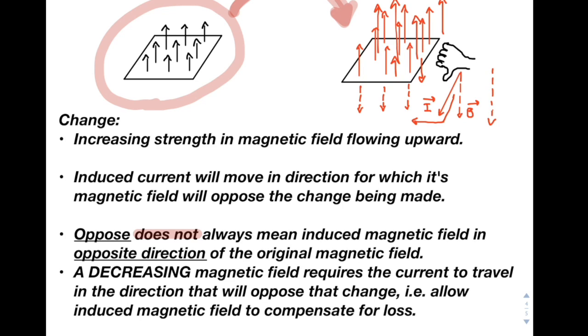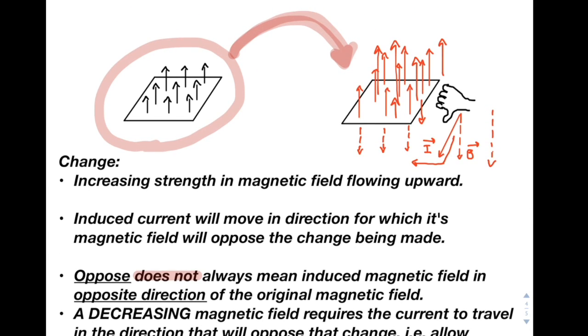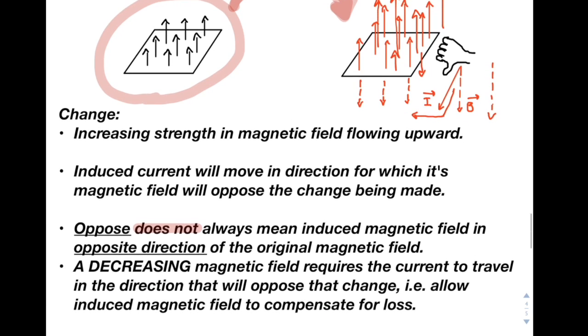And when we use the word oppose, I want to make sure that it's clear that oppose does not always mean the induced magnetic field will be in the opposite direction of the original magnetic field. For this situation above, we had an increasing value of magnetic field strength traveling upward through the loop. So we needed to oppose that change, so we needed magnetic field traveling in the opposite direction through the loop. So that's why the two magnetic fields were in opposite directions.